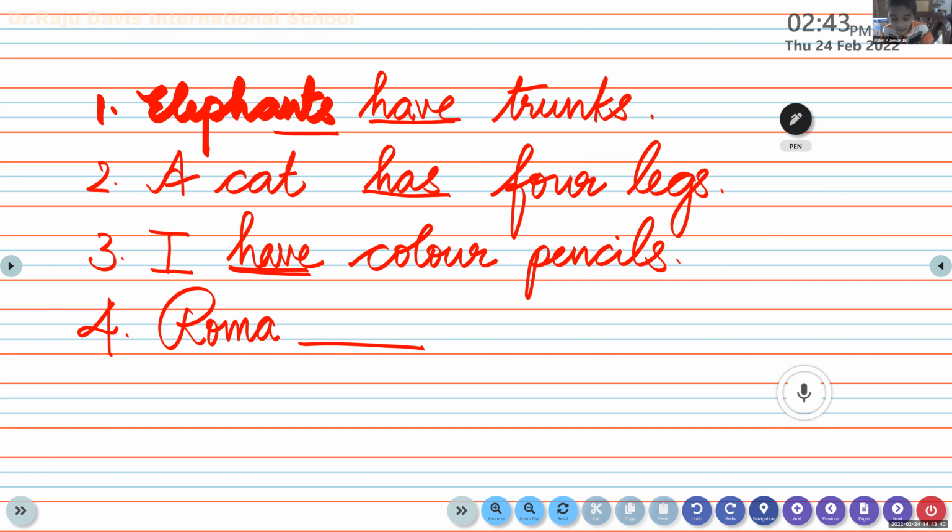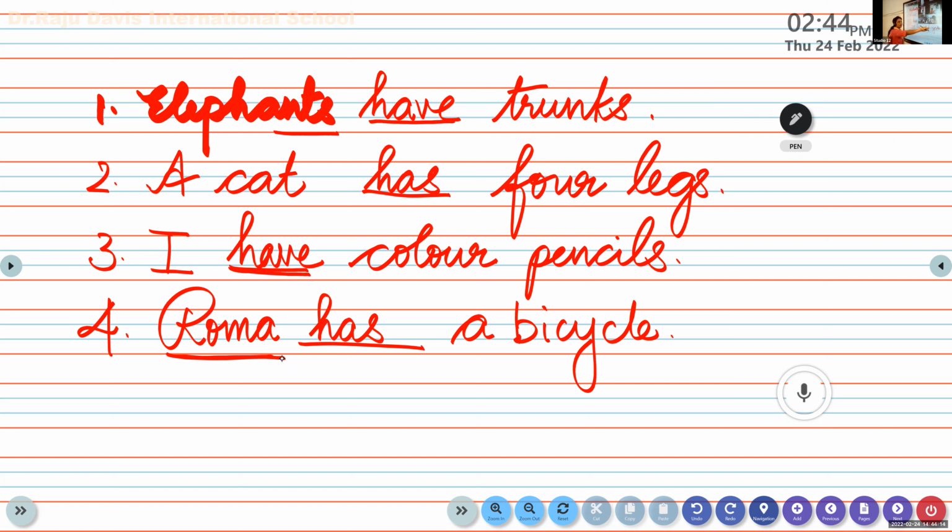Roma has a bicycle. Yes, Roma has a bicycle. So, Roma has a bicycle. Why has? Yes, why has? Bicycle. No. We always have to look at the naming part, Aldrin. Children, you always have to look at the naming part. Haven't we learned about the naming part? Don't look at the telling part. Always look here, the first part of the sentence.